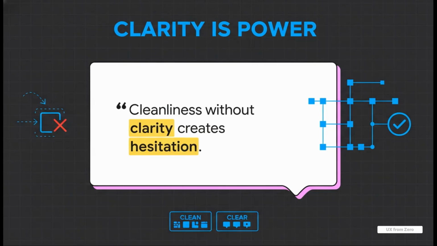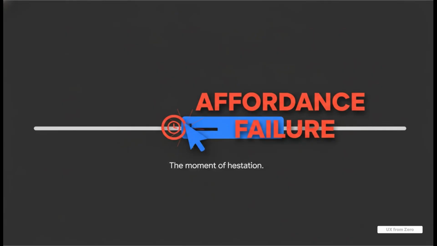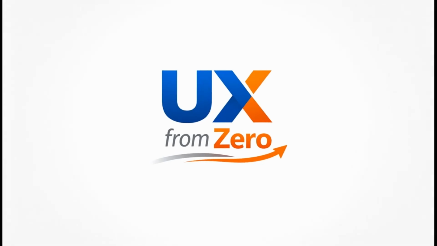At the end of the day, it really boils down to this one simple truth. A clean interface is nice, but if that cleanliness comes at the expense of clarity, all it does is make people pause and second-guess themselves. And that pause, that tiny moment of doubt, that is the textbook definition of a design failure. The interface failed to communicate what it does. So the real question for all of us, for designers and users alike, is how do we start getting that clarity back?